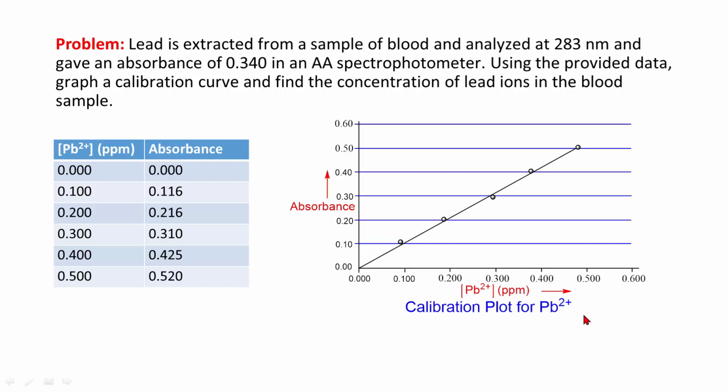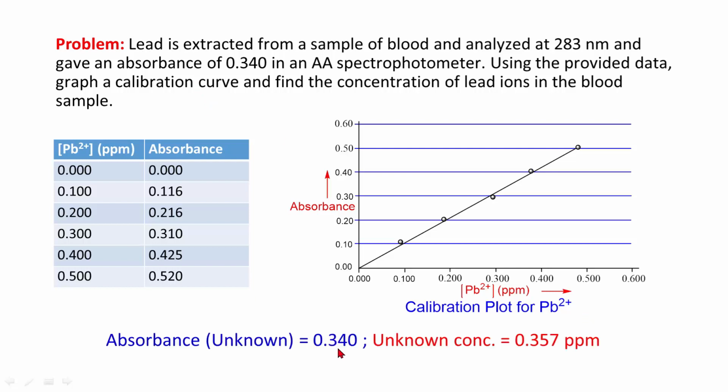This is a calibration plot for lead, and absorbance given is 0.34 for the test sample, and its concentration upon extrapolation comes out to be 0.357 ppm.